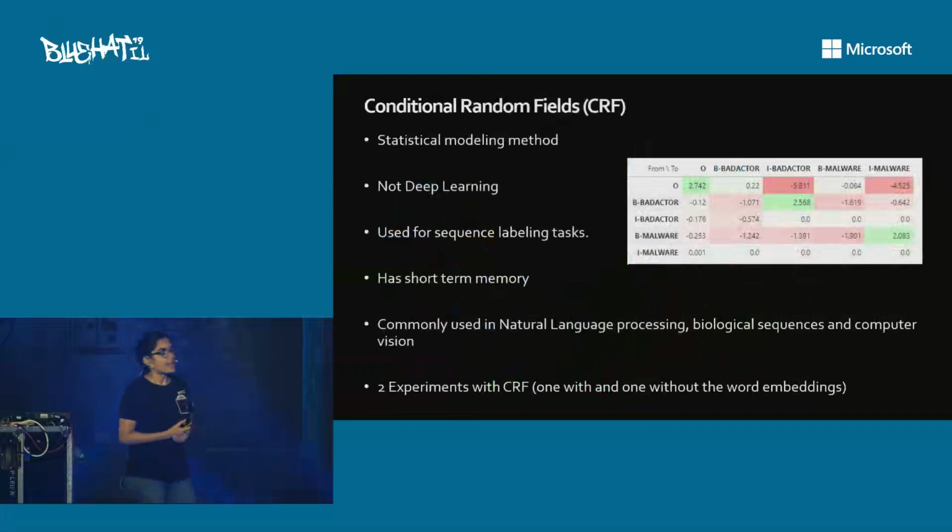The first model that we tried out is conditional random fields, or CRFs. This is a statistical modeling method. It's not deep learning. It's pretty close to hidden Markov models. You can, in a simple way, think of it as logistic regression for sequence labeling problems. It's in fact commonly used in natural language processing tasks, biological sequencing, and even computer vision.